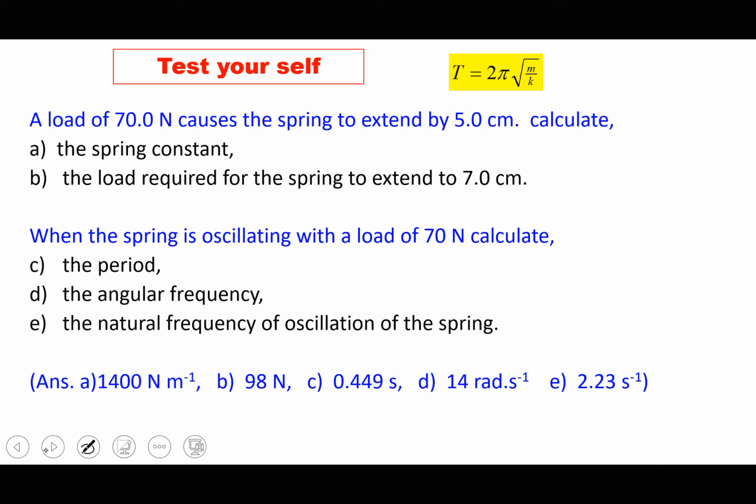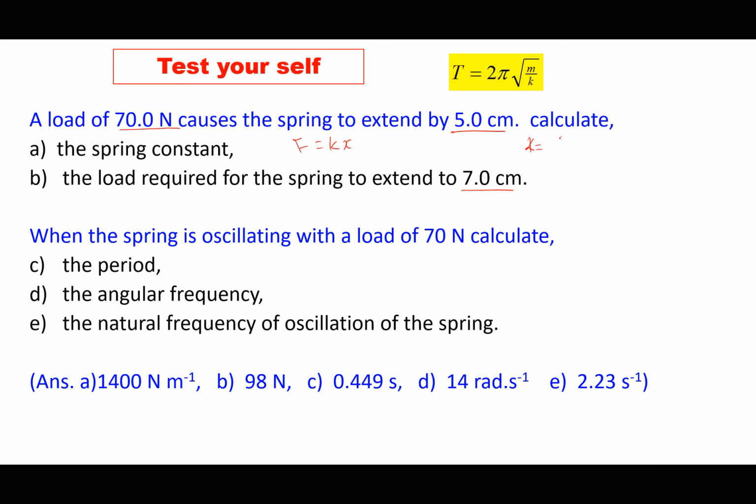A load of 7.0 newtons causes the spring to extend by 5 centimeters. Calculate the spring constant. Then find the total load required for the spring to extend to 7 centimeters. So you should be able to test yourself here. This is essentially Hooke's law: F equals K times X. So we want to find K. They gave you the load, they gave you the extension. You should be able to do that.